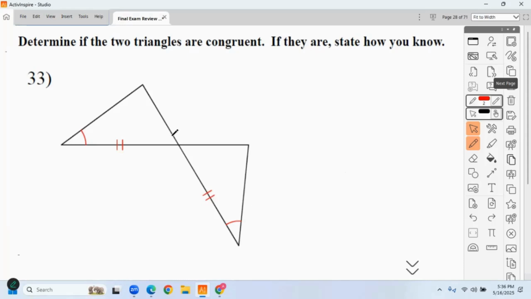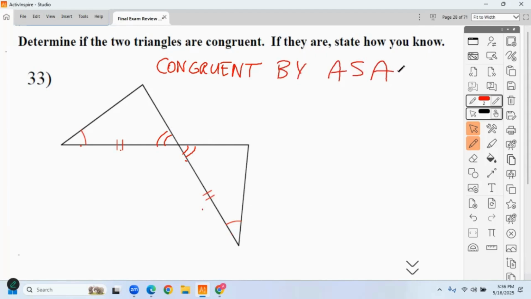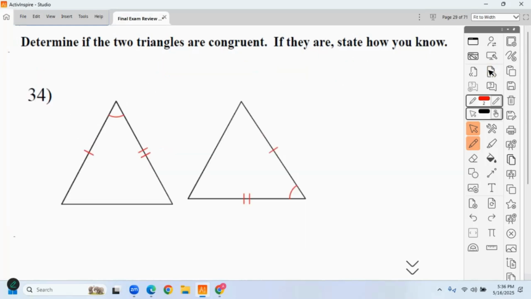Okay. Let's try some more of these angles. Angle, side, angle, angle, side, angle. Nice. So this is going to be congruent by angle, side, angle. Nice. We're done. That was quick. Rolling.